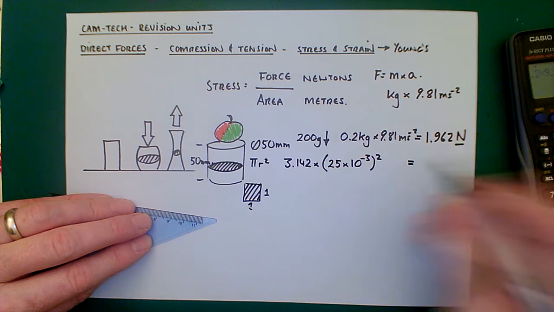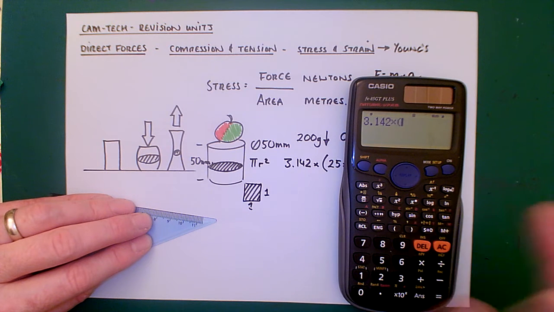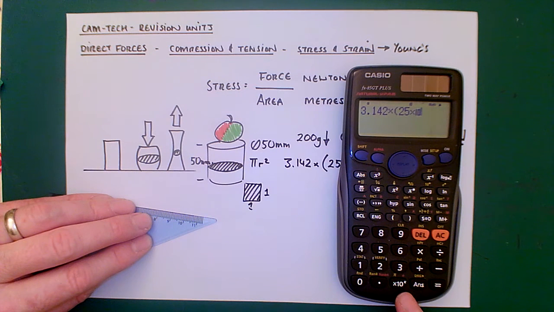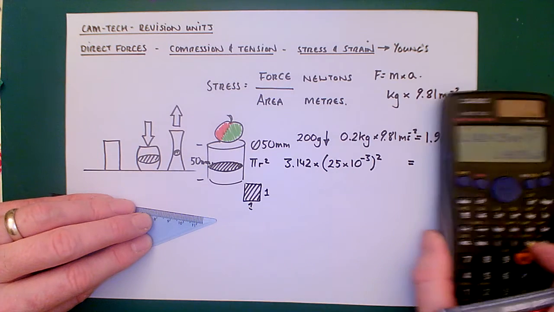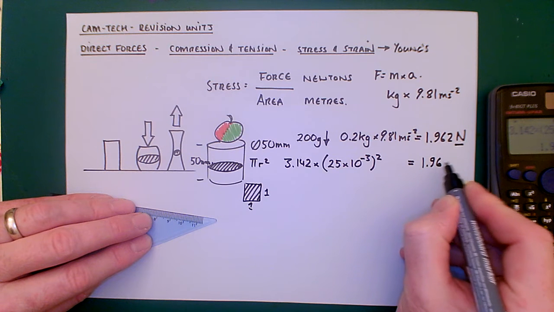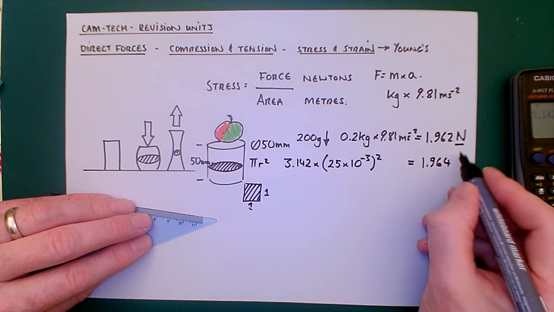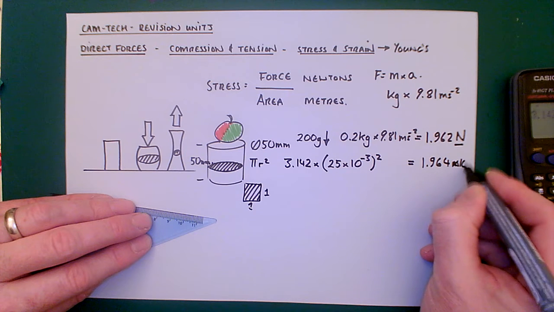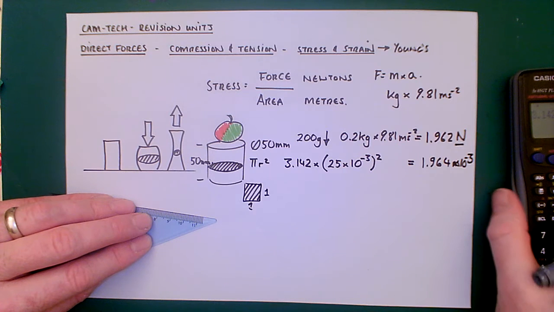If I work that out, 3.142 times bracket 25 times 10 to the minus 3, close the bracket and square that, equals, very similar figure to what we got before, 1.96375, so I'm going to go 1.964, and that is times 10 to the minus 3.